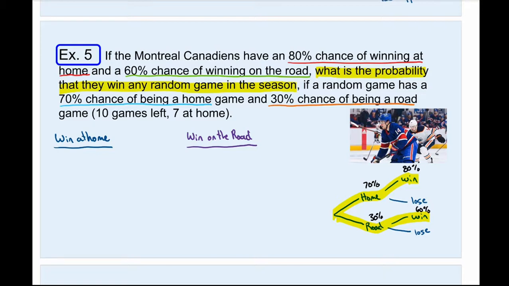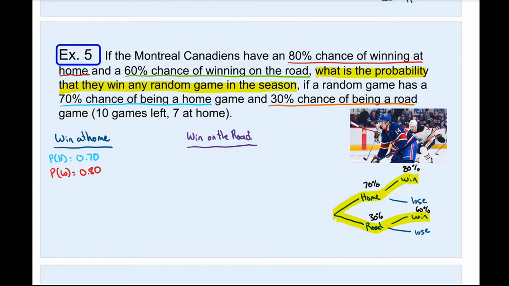I've already determined that the probability of them playing at home is 70%, or 0.70. And the probability of them winning at home, or winning given that they play a home game, is 80%, or 0.80. So now I just need to determine what type of events these are.